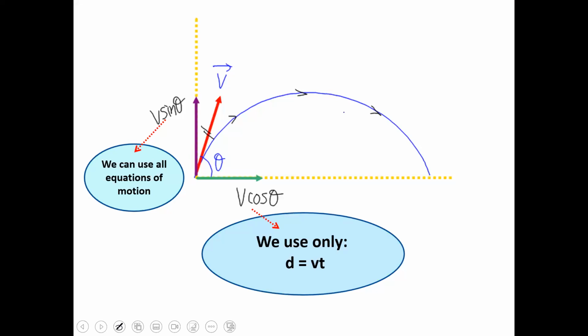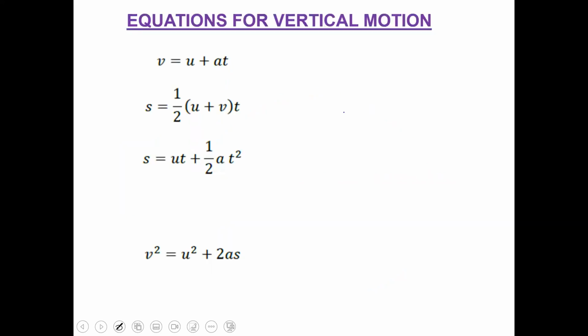Now, look at this situation. There is a vertical component and there is a horizontal component. Remember that for the vertical component, we can use all the equations of motion, but for horizontal, we can use only one equation. So this is for the case. Equations for vertical motion. These are our main equations to remember.